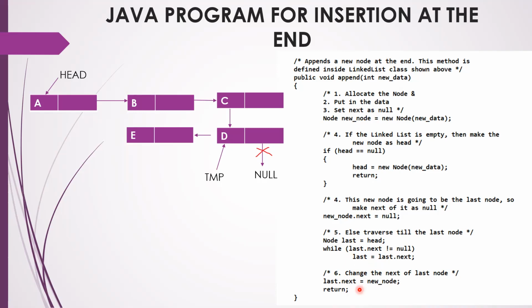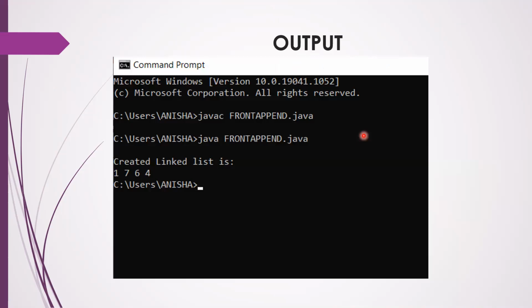So this is the step for the insertion at the end. It's simple, like you're making the null field into the address of the new element. That's it. So this is the output for it.